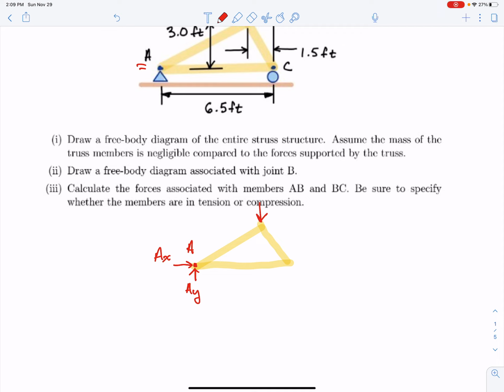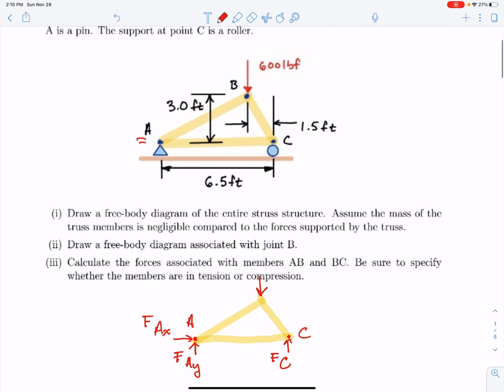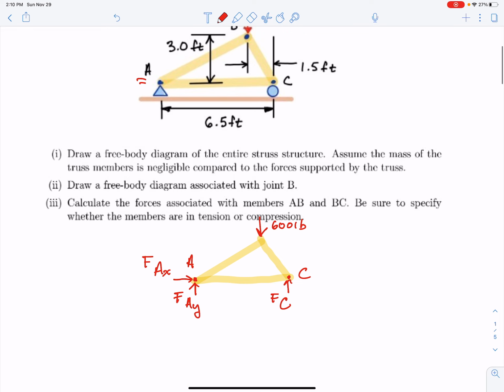All right, and then C is a roller, and so there's a force only in the Y direction for the force at C. All right, so this is the letter C. This is the force at C. I could call this the force in the Y direction and the force in the X direction. All right, so there we have it. There's a free body diagram of the entire structure of the truss.